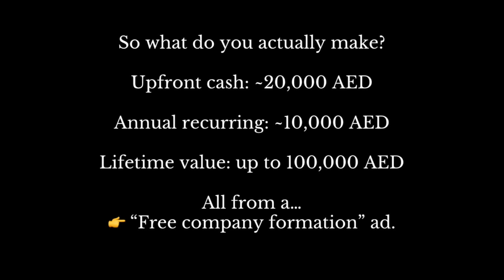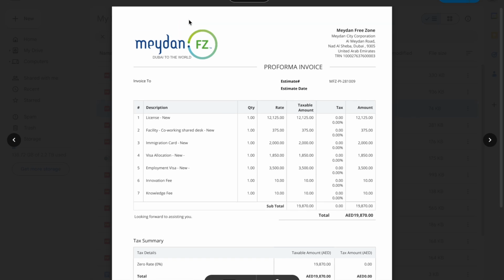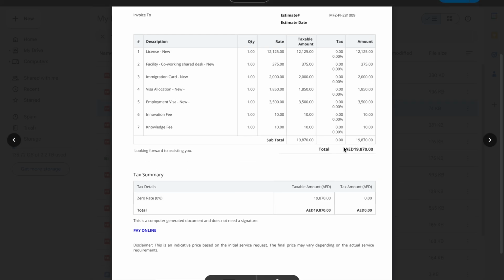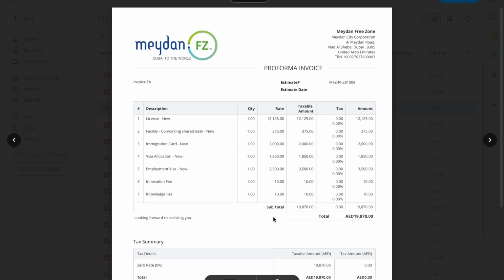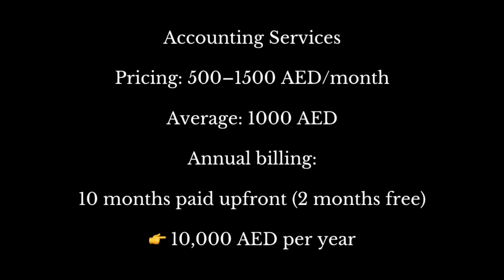Now the big question, how do they make money from a free offer? Here's the model. Step 1, free zone commission. Example, Maidan free zone. Cost is about 20,000 dirhams. This includes visa, trade license fee, etc. Your commission is 40 to 50%. So you make 10,000 dirhams instantly. Plus renewals, another 40 to 50% commission. That's around 5,000 dirhams every year just from trade license renewals.